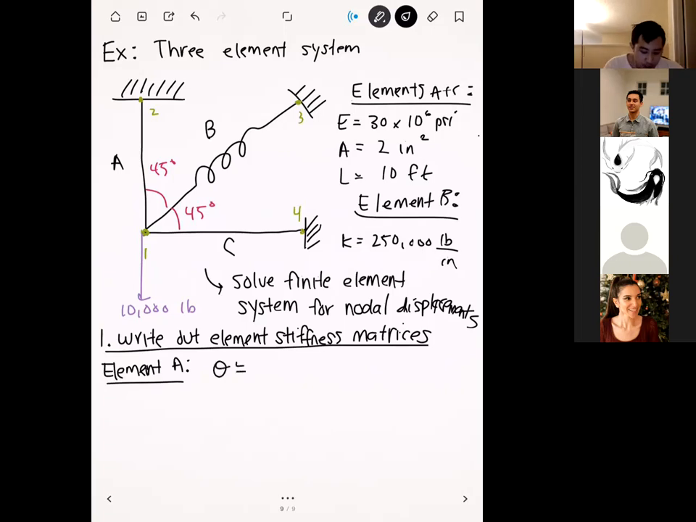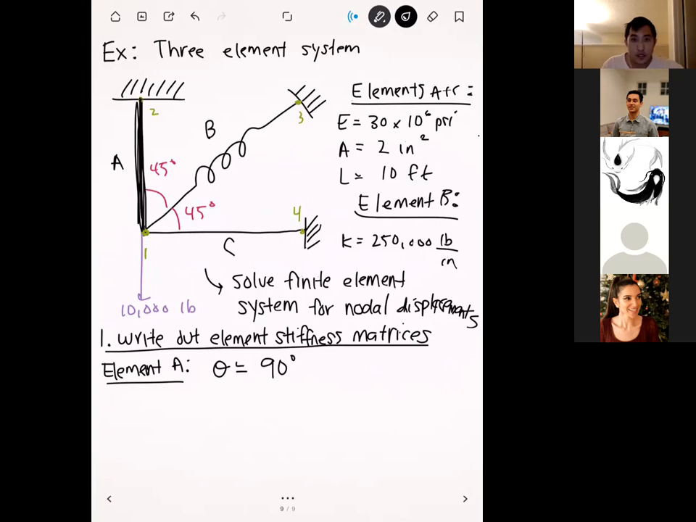All right, so let's start with the angle. So we see element A here, it's a vertical element, right? And so if we compute its angle with respect to the horizontal, it's actually going to be 90 degrees, right? Because if we compare that to our horizontal x-axis, we had to rotate 90 degrees in order to get to where it is.